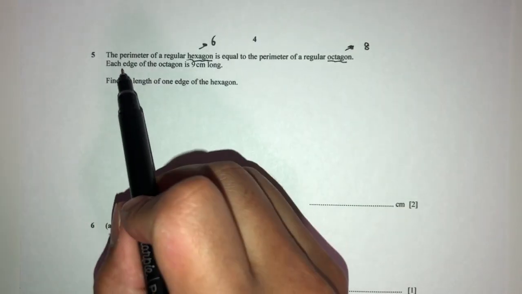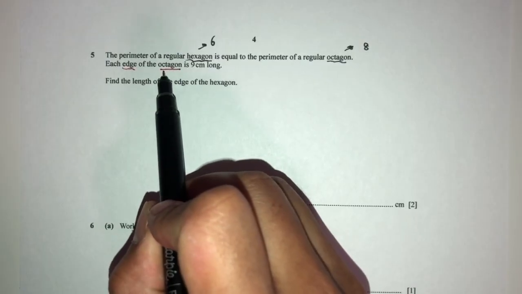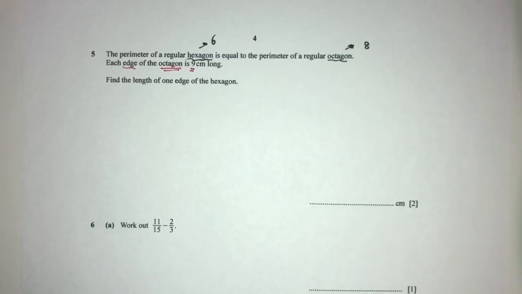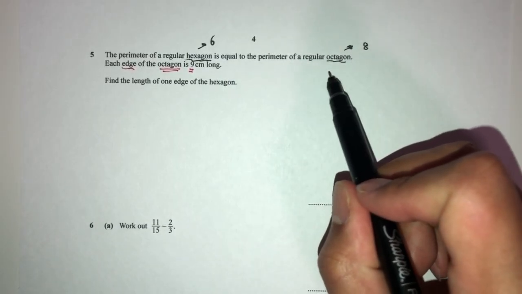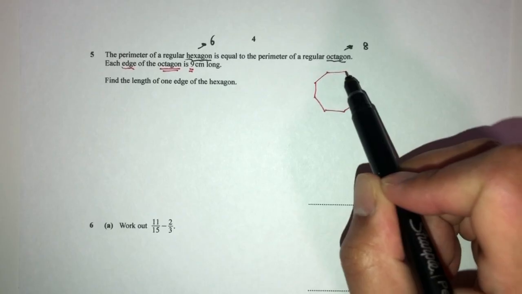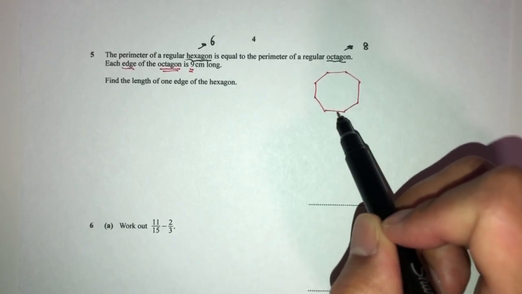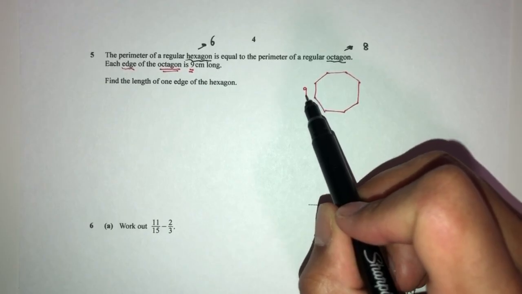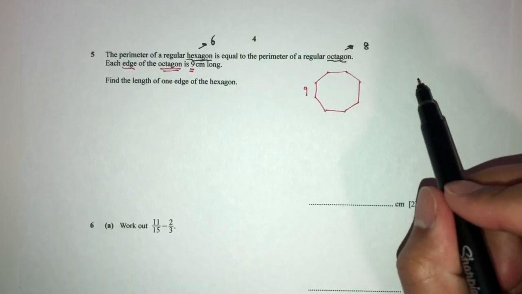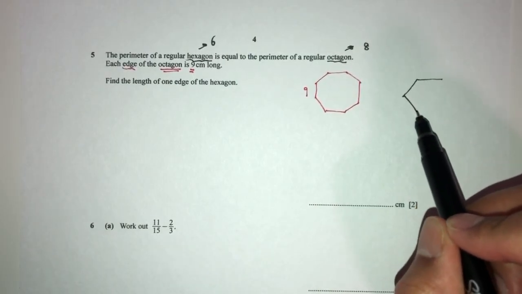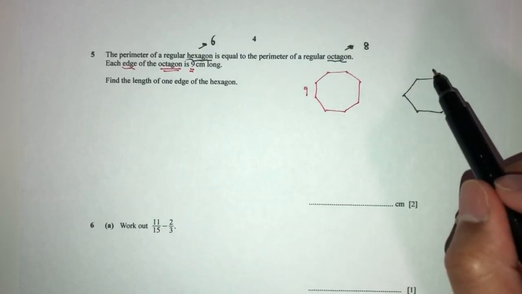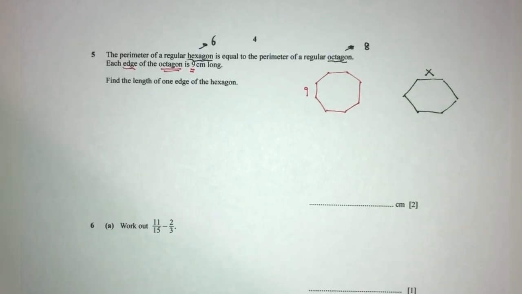Now, each edge of the octagon is 9. So pretty easy. So the octagon, let me draw them out because it will be easier for you guys. So octagon is what? Is something like this. So we have 1, 2, 3, 4, 5, 6, 7, 8 sides. So one side will be 9. Fair enough. Now what is a hexagon? Let's draw it out. Something like this. Something like that. Obviously all the sides are the same. We don't know the value here. Let's put this x, for example, for now.